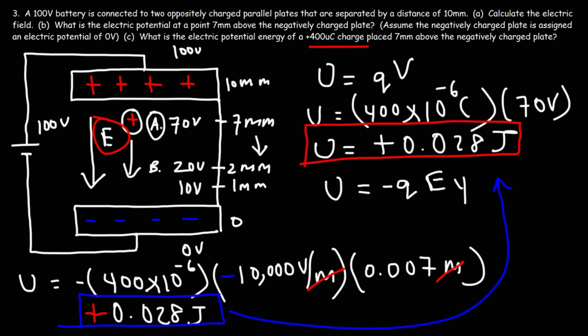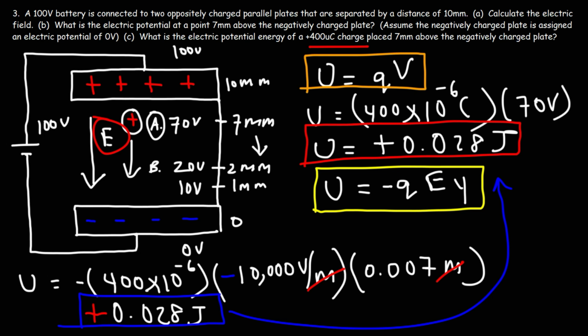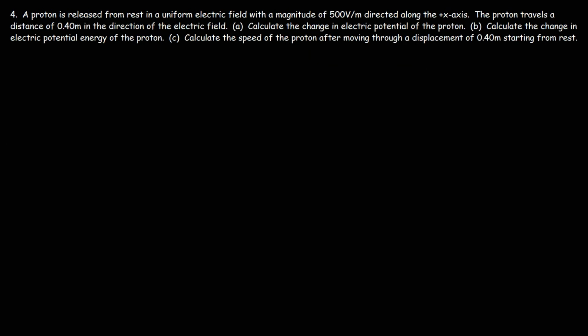So now you have two ways in which you can calculate the electric potential energy above some reference point. It's equal to the charge times the electric potential, and it's also equal to the charge times the electric field times the height with a negative sign.